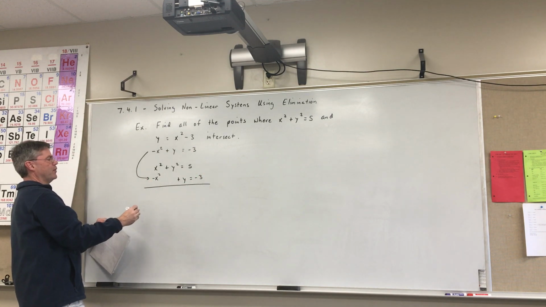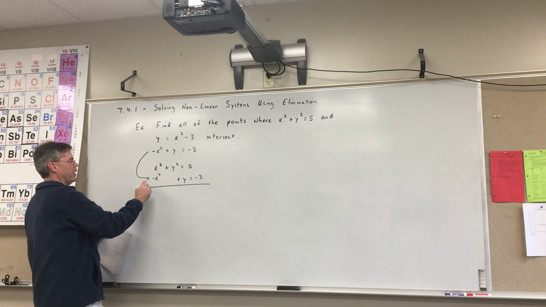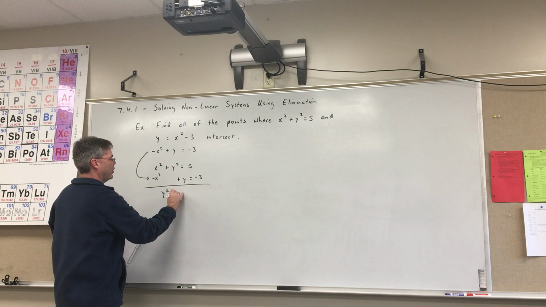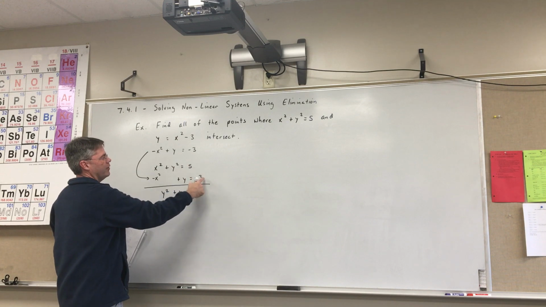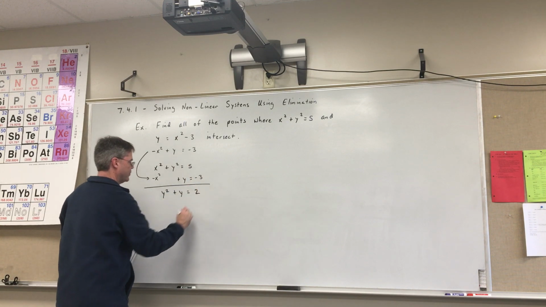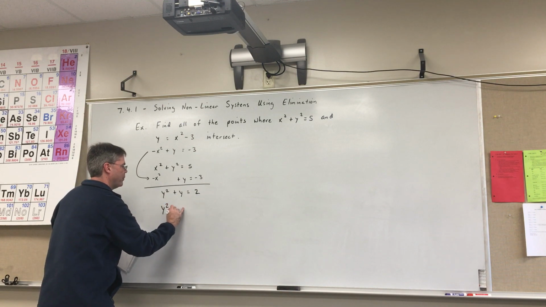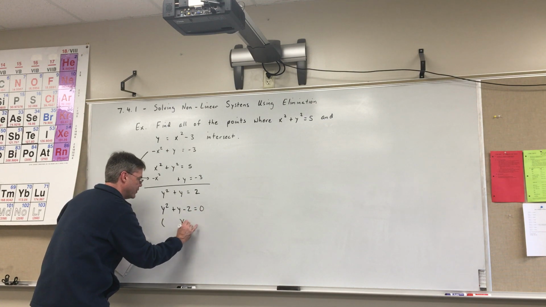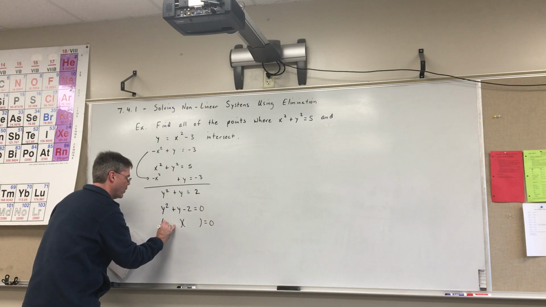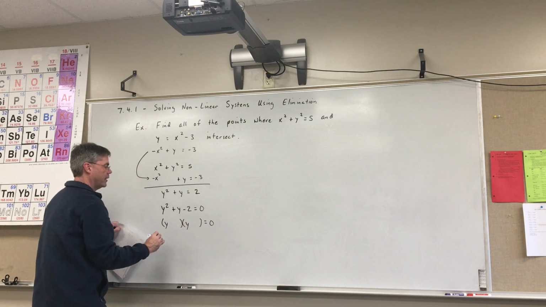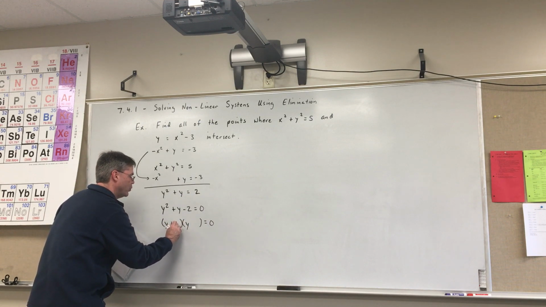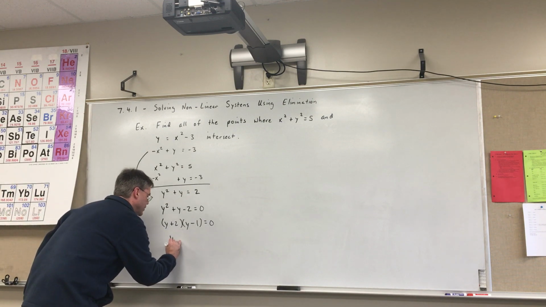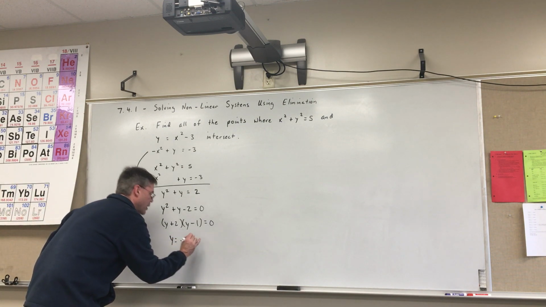Adding those two together, x squared plus negative x squared, the x squareds go away, then we can just bring down the y squared, plus y, 5 and negative 3 is 2. So we have y squared plus y minus 2 is equal to 0, and we will factor that. So y, and then plus 2 minus 1 will work. So y is equal to negative 2 and positive 1.